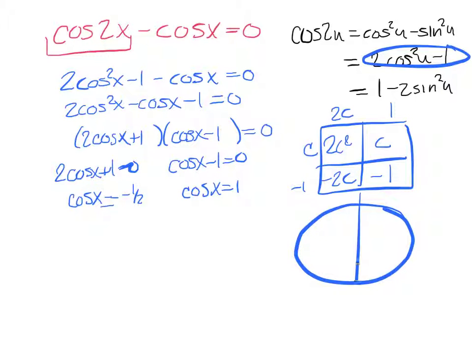So on the unit circle, cosine is the x value. It's going to be short because it's a 1/2 and it'll be negative. So there and there. So that means x is going to be 2 pi over 3 and 4 pi over 3. And then the x value is 1. That brings me right here. So we've got 0.